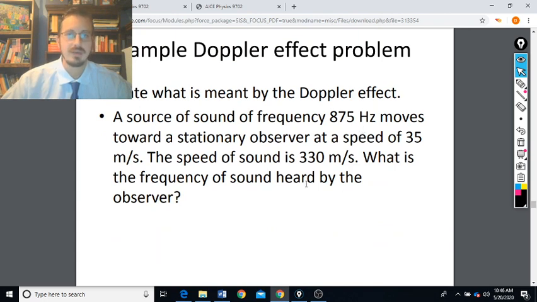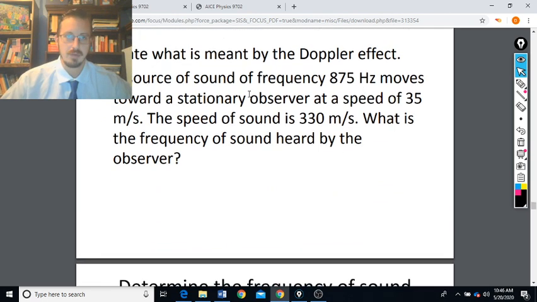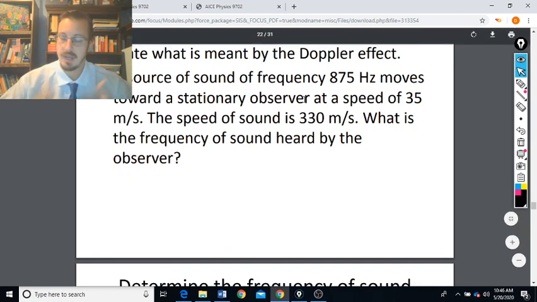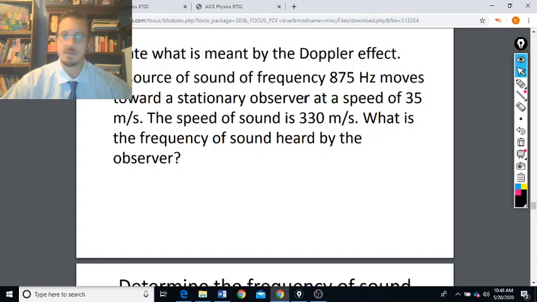All right, what would a calculation look like in terms of this Doppler effect stuff? State what is meant by the Doppler effect. Doppler effect, again, it's an apparent change in frequency due to the relative motion of an observer and the source of the wave. An apparent shift in the frequency of a wave. Make sure you include that in your definition. An apparent change in the frequency of a wave due to the relative motion of the source of the wave and the observer. There you go.